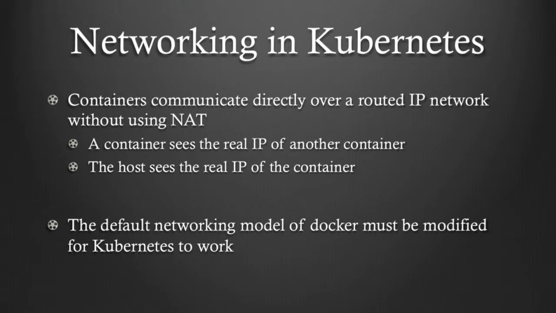So how do you fix this? In Kubernetes, containers communicate directly over a routed IP network without using NAT. So a container sees the real IP of another container, and the host sees the real IP. So there's full IP connectivity. So now you'll have to modify the default networking model of Docker for Kubernetes to work.